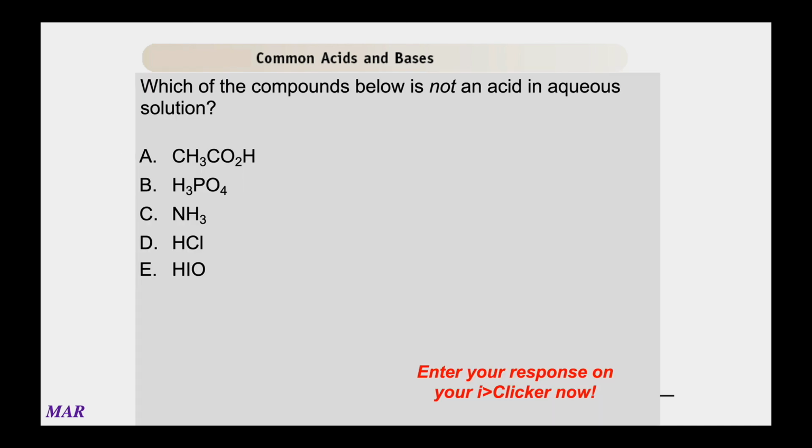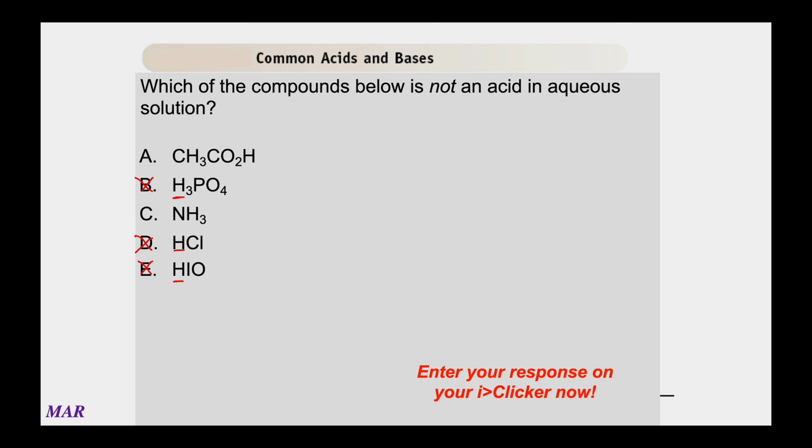This question states: which of the compounds below is not an acid in aqueous solution? And that's a really good question. Now, a compound that is an acid is supposed to have hydrogen listed first. So even if you don't know anything about the names of these compounds, you should absolutely disregard B, D, and E, because hydrogens are usually not listed first in a formula. B is phosphoric acid, D is hydrochloric acid, E is hypoiodous acid. So those are all acids, and you can tell them easily because they have the H listed first.